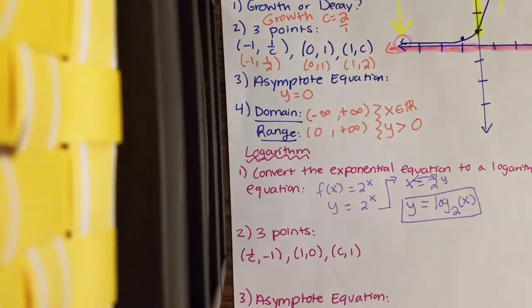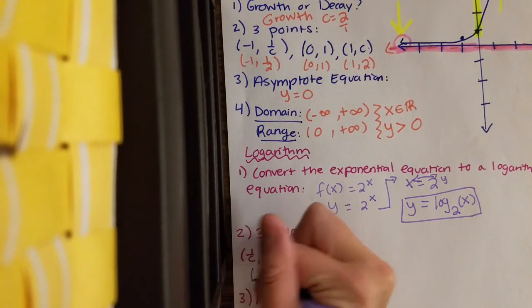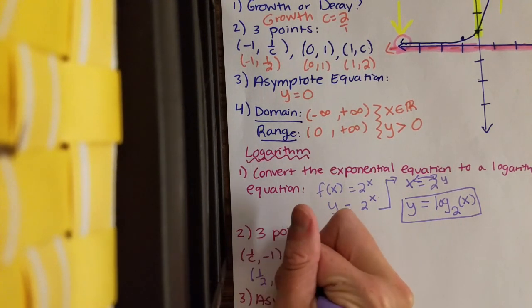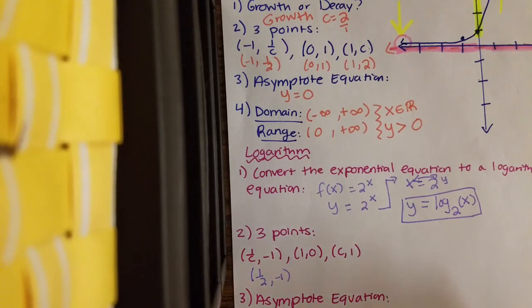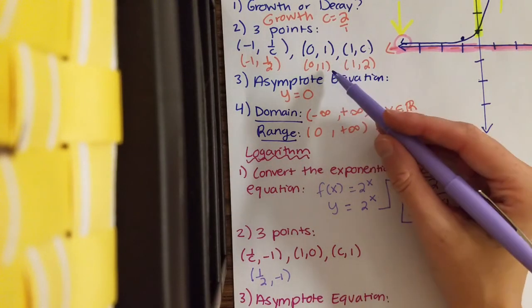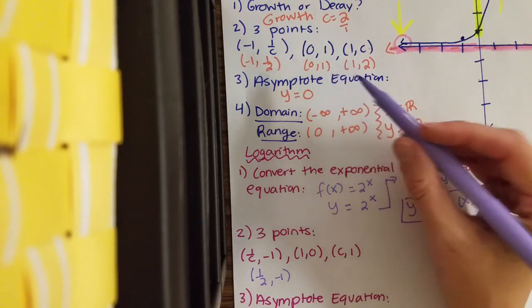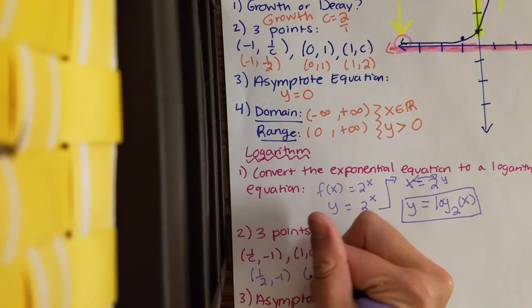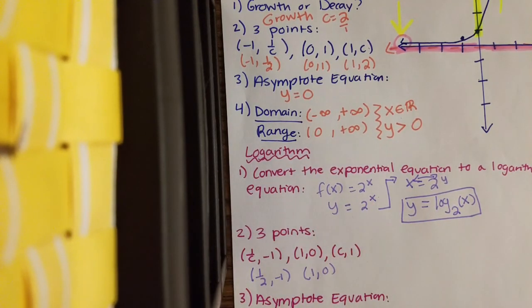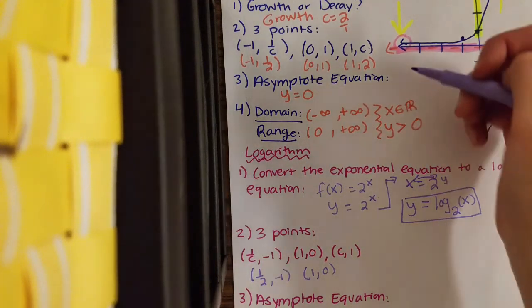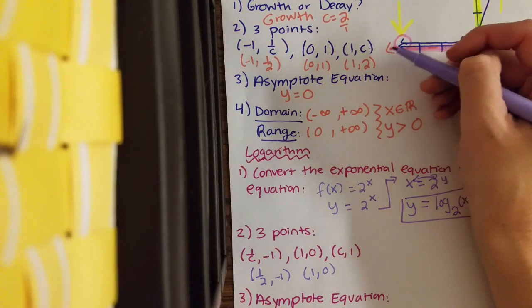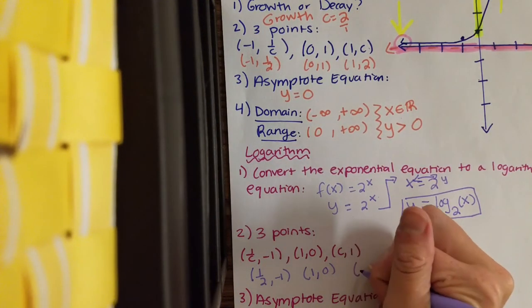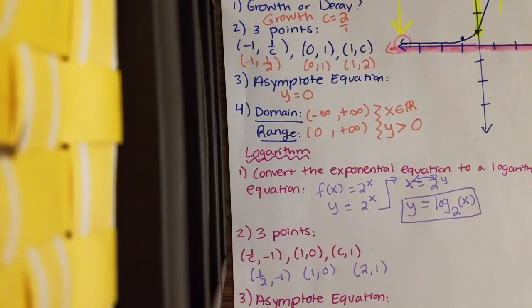My first point was at negative 1, 1/2. So if I interchange those, it will be at 1/2, negative 1. All right, next point, it was 0, 1. But when I flip-flop those points, it will be 1, 0. All right, and then finally, my point was 1, 2. But when I interchange those values, it will be 2, 1. So I already know what my points will be, which is pretty awesome.